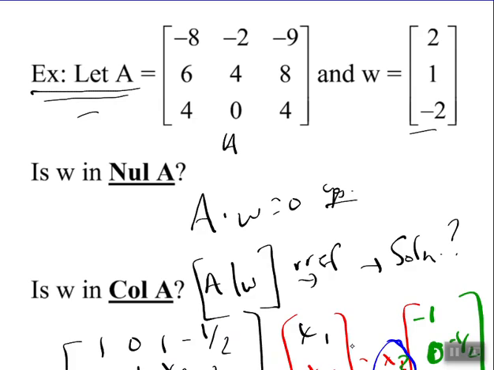And that's it for section 4.2. Please do your homework. Look over those. Make sure you understand the difference between the column space and the null space.